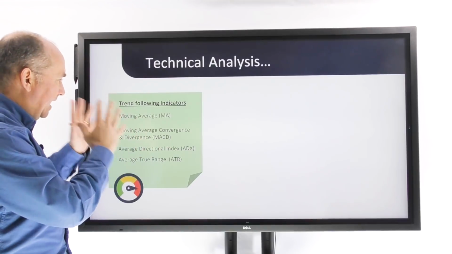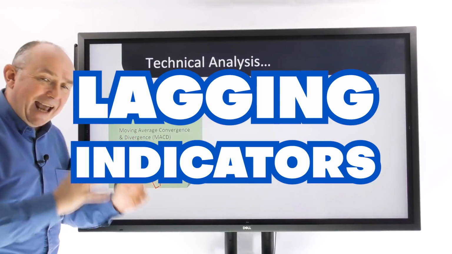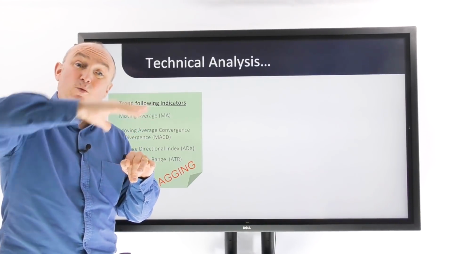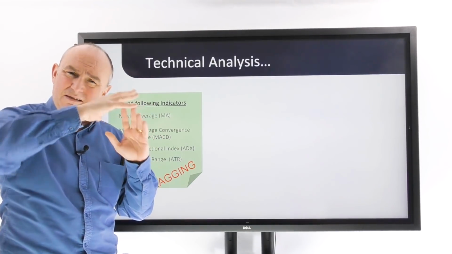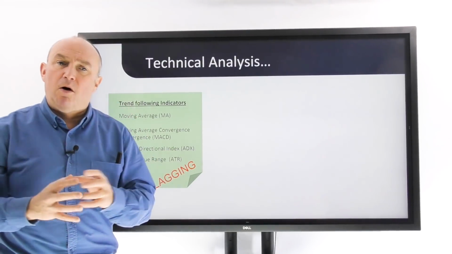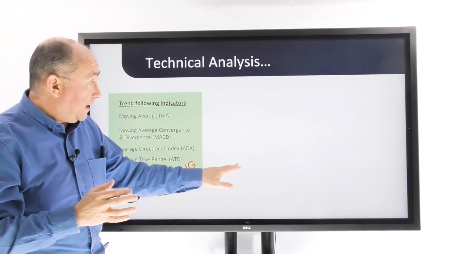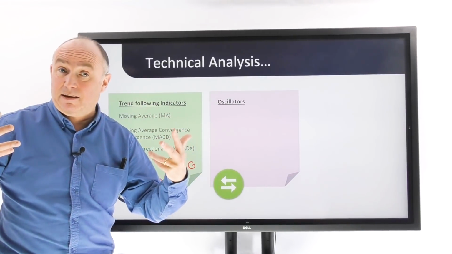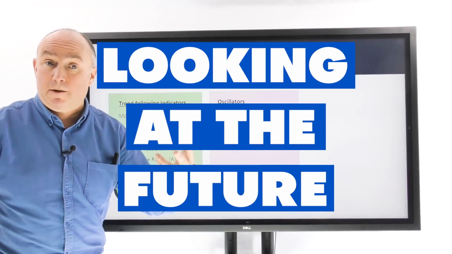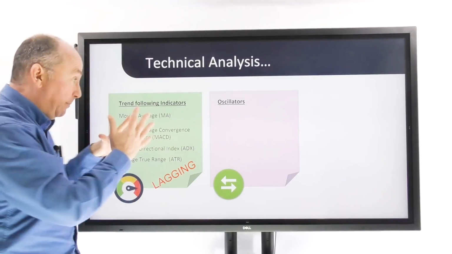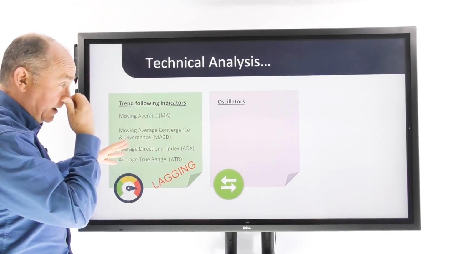Now these indicators are lagging indicators. That basically means they look back at price, what's happened in the past. So that maybe is a disadvantage. They're lagging indicators. Another form of technical analysis we use are the oscillators. Now the oscillators basically are not lagging. They are basically looking at the future, giving a prediction of where prices may go in the future, as opposed to what's happened in the past with the lagging indicators.